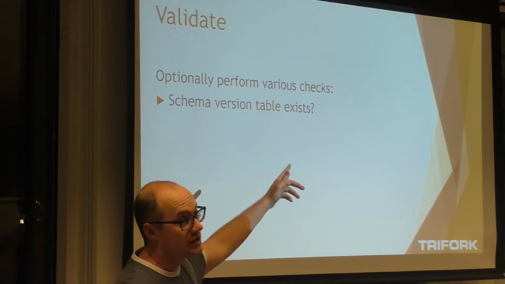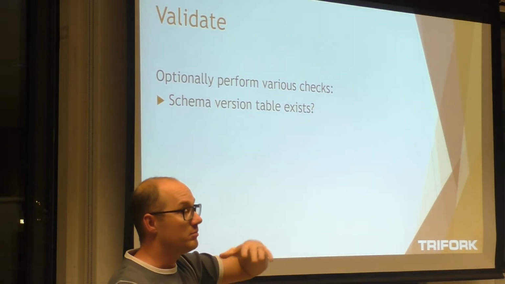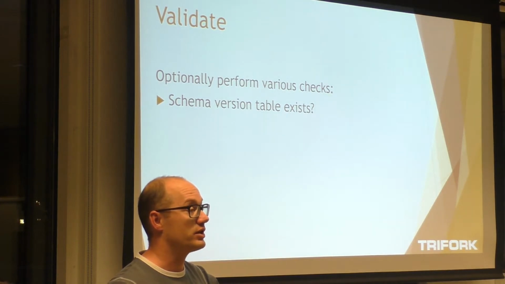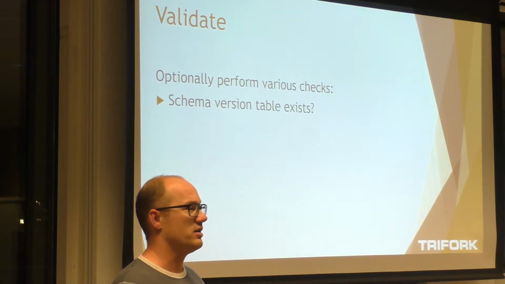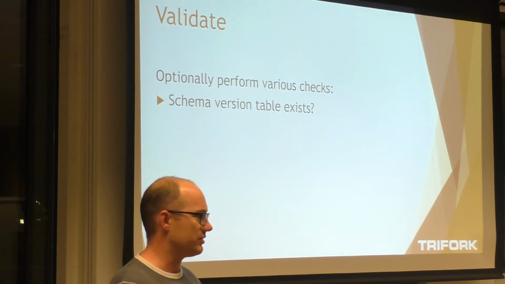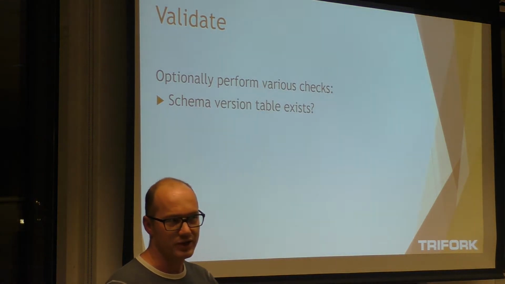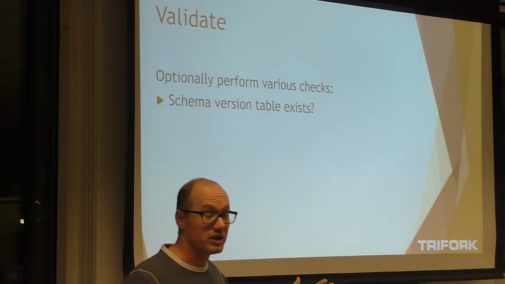It could also be that the schema version table is missing, but there is a lot of other stuff in your database already. Then by default, Flyway will just fail with an error. It says, hey, I'm being run against the database here, there's all sorts of stuff in there, but I didn't put it in there, maybe you're running against the wrong database.